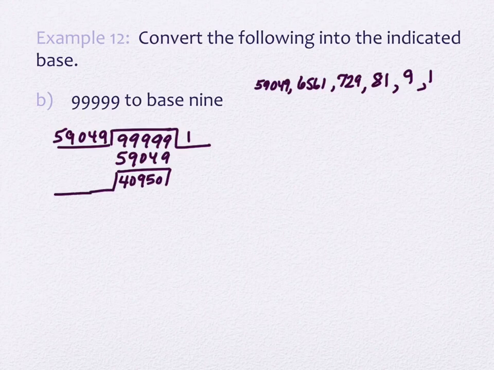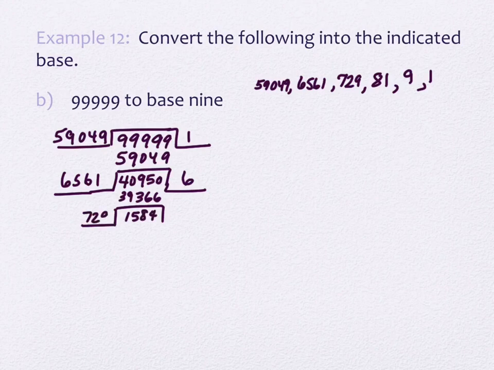I will divide by what? 6561, and it actually goes in 6 times. 6 times 6561 is actually 39,366. We can subtract those, and we actually get 1584. I'll divide by 729, and that would go in twice for 1458. That remainder is a 126.